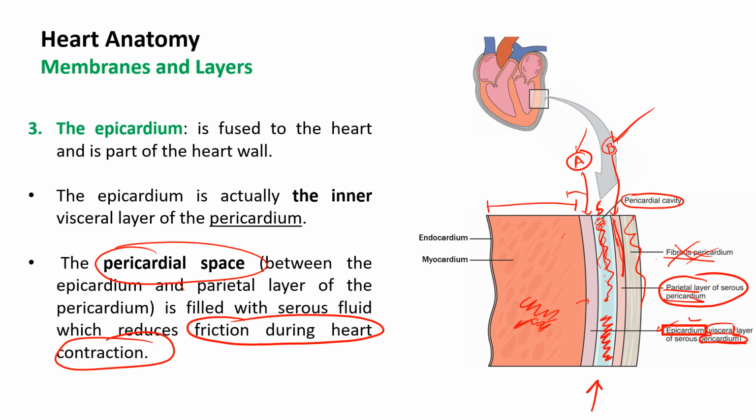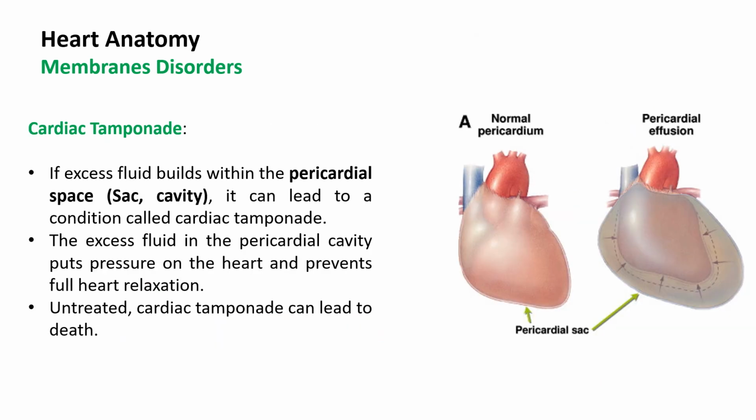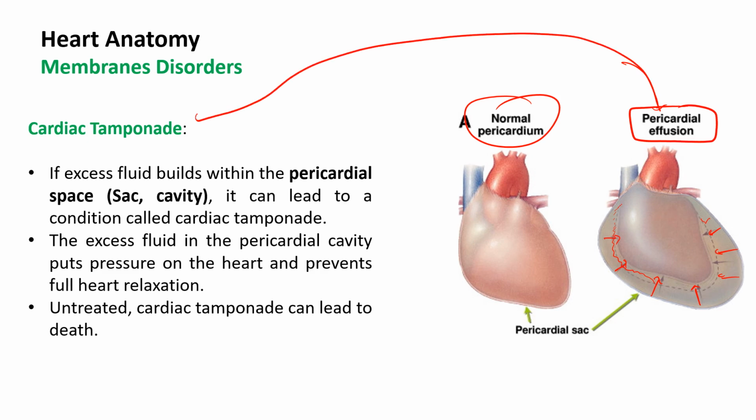What is the name of that condition when you have an increase of fluid in the pericardial space? So we can see here the normal pericardium. The condition is called pericardial effusion, when you have fluid building up in the pericardial space. Eventually, if the fluid is enough, it will generate pressure and restrict the ability of the heart to relax. Then this condition is called cardiac tamponade. And the cardiac tamponade is an emergency. The cardiac tamponade can be fatal.